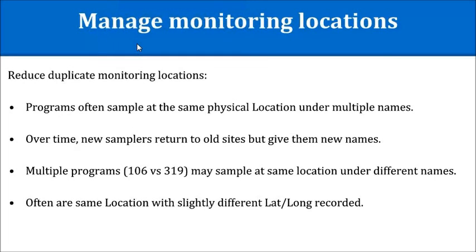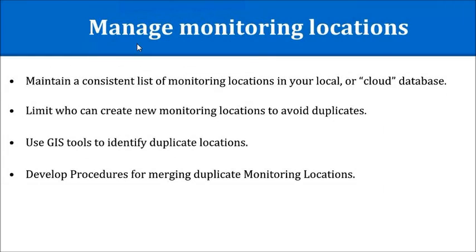Okay. And then how to fix those issues with your monitoring locations. We suggest you maintain a consistent list of monitoring locations in your local or cloud database. You can limit who can create new monitoring locations to avoid duplicates. You can put that on your database and limit to allowable values, so only some people can add values, such as new monitoring locations. Use GIS tools to identify duplicate locations. You can use anything from Google Earth to ArcGIS Desktop to find ways to mitigate those location inconsistencies.